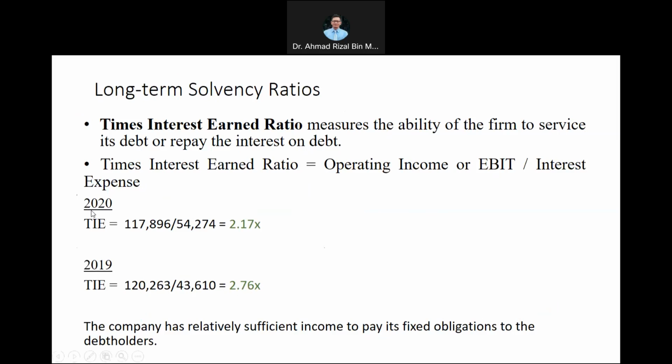For 2020, the interest expense is about 54 million, while the operating income or operating profit, or EBIT, is 170 million. So it's about 2.17 times in 2020 and 2.76 times in 2019. As far as the operating income is concerned, the company has a relatively sufficient amount to pay its fixed obligations, because interest expense is fixed. Of course, the bankers are interested in this type of ratio.